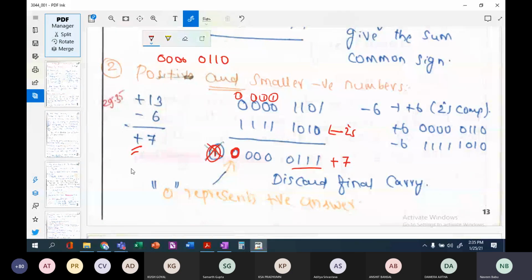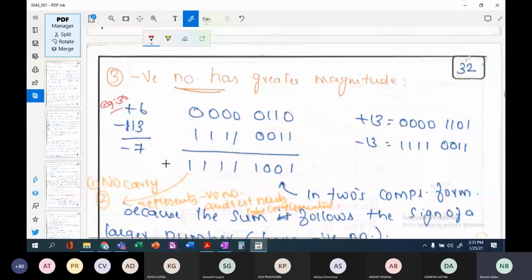Now suppose you are having a larger negative number, then how do you do it? Again the procedure is the same. Plus 6 we represent as 0 1 1 0, and plus 13 you represent as 0 1 1 0 1, and minus 13, the 2's complement, you can write directly. As I said, I told you a shortcut here. You have met the first one here. After that you have to complement everything. So 0 becomes 1, 1 becomes 0, 1 becomes 0, 0 becomes 1, 1, 1 and 1.